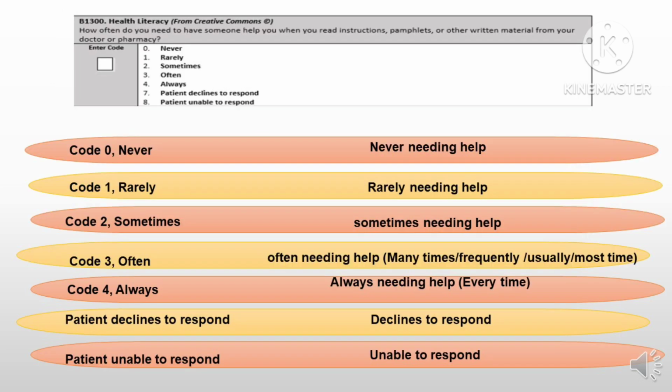B1300 Health Literacy. This section contains 7 codes. Code 0, never, means the patient never needs help reading instructions, pamphlets, or other written materials from doctors or pharmacies. Code 1, rarely, means the patient rarely needs help reading instructions, pamphlets, or other written materials from doctors or pharmacies. Likewise, if the patient sometimes needs help, the response would be code 2, sometimes, or if the patient often or frequently needs help, code 3, often, would be the choice.